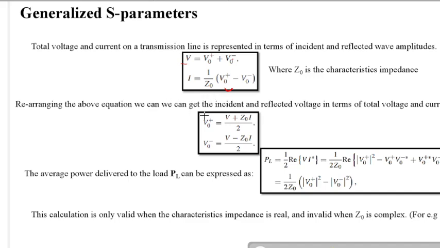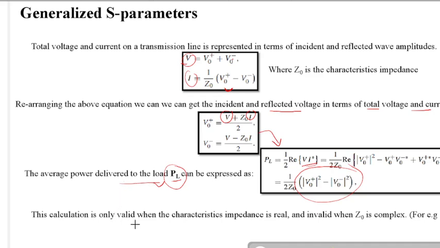Now rearranging the above, we can get the incident and reflected voltages in terms of total voltage and total current. So V0 equals an expression in total voltage and total current. If this is used to calculate the total power, it comes as 1 by 2 real of V I, that is the normal formula, and it comes as 1 by 2 Z naught into V0 plus minus V0 minus, in terms of the reflected and incident voltages. This is called the average power delivered to the load, PL.